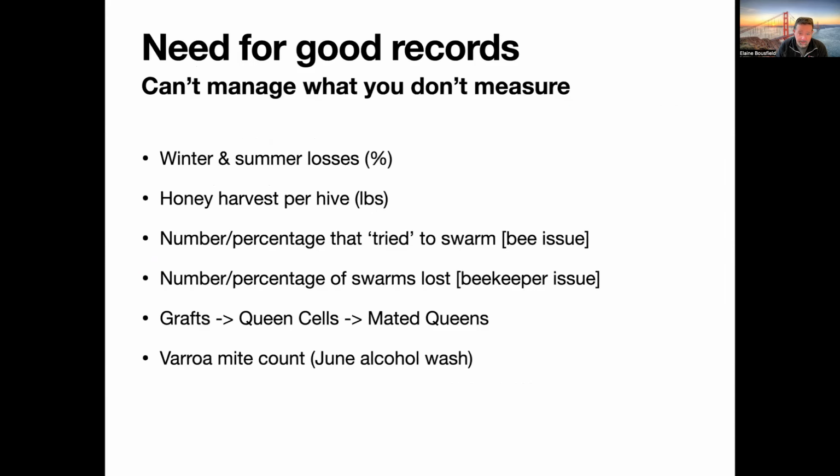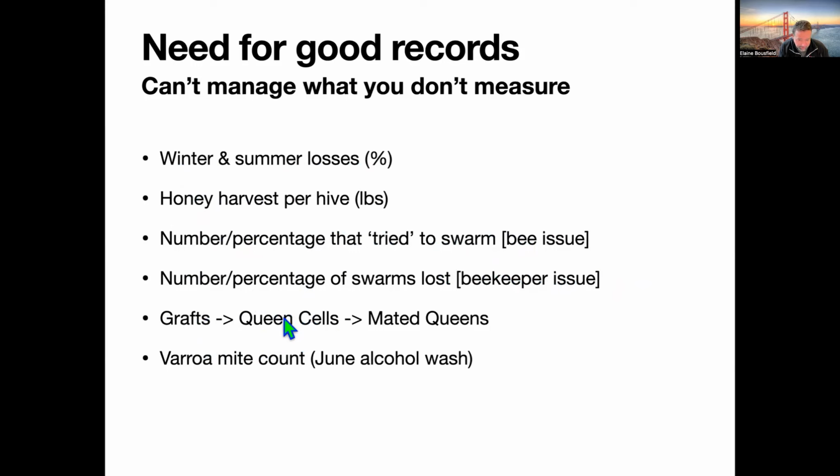Finally, on numbers and beekeeping, I keep records so that I can tell how I'm doing and try and improve. So here's some of the things I measure. I measure my winter and summer losses, the amount of honey I get per hive, the percentage that tried to swarm, which is basically making queen cells, and the percentage of swarms that I lost, which is me missing something. And also because I raise queens from grafting, there's the step from grafting to a queen cell. They don't all make it.